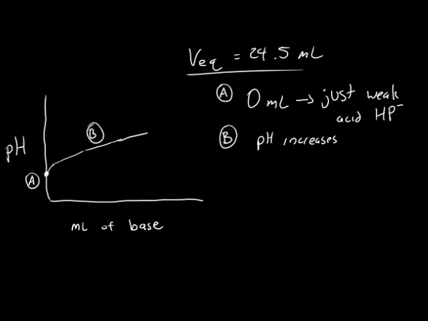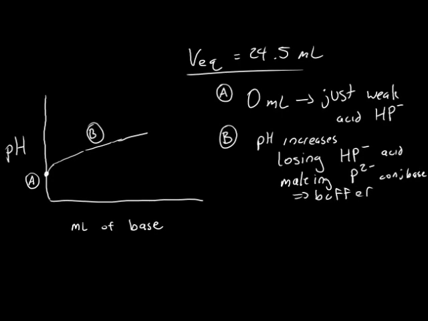The reason why pH increases is because we are losing HP negative because we're consuming it by using the strong base. And we are making P2 minus. Now you may remember from a previous video, if we have an acid and its conjugate base in the same solution, what we have is a buffer.